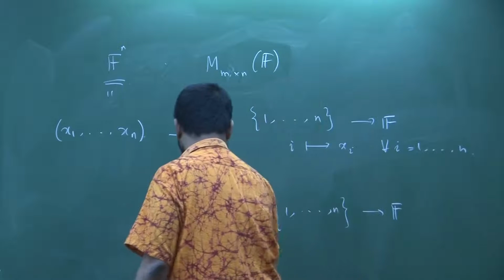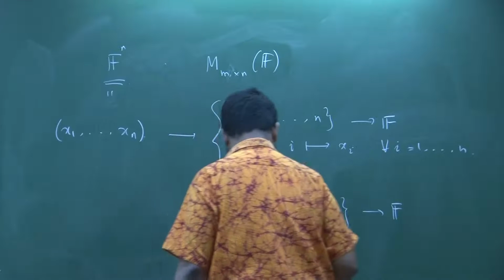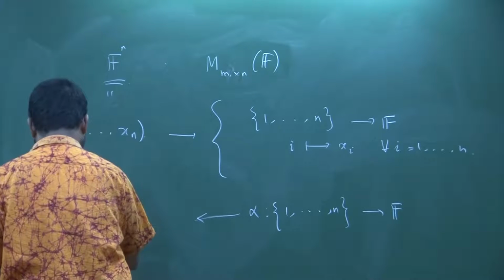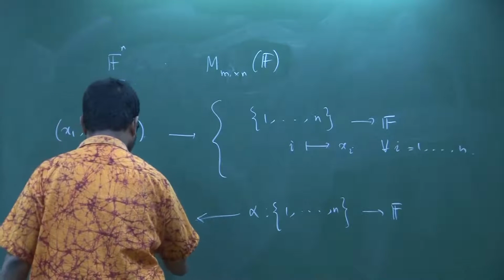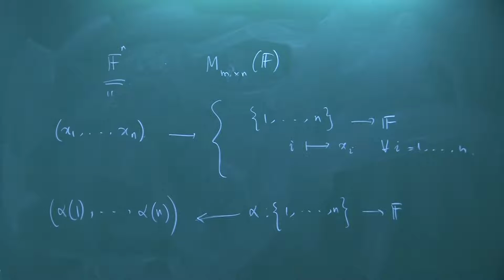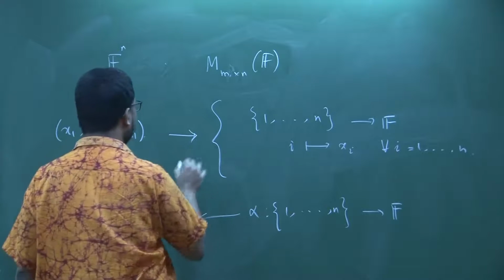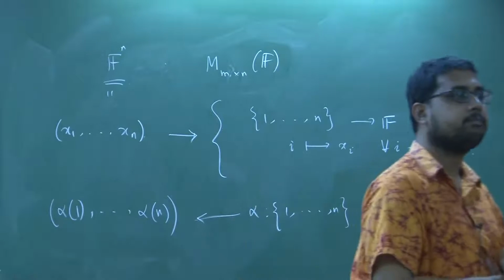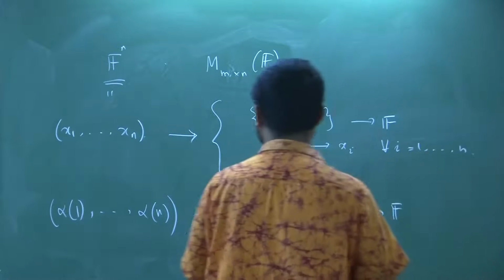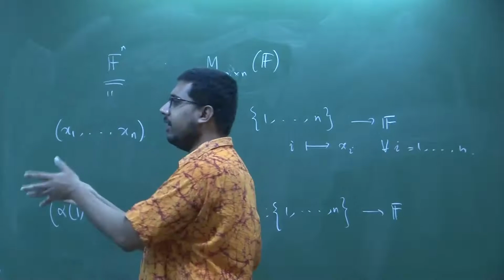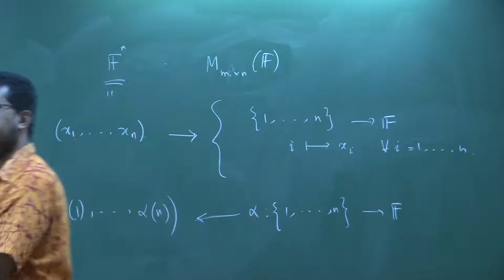So, given a map, I can also get a tuple from that. How is that tuple formed? The first element of the tuple will be alpha 1, second will be alpha 2, and similarly alpha n. So, you see I have two collections. In one hand I have the collection of all tuples, which is F^n. And on the other hand I have the collection of all maps from 1 up to n to F.